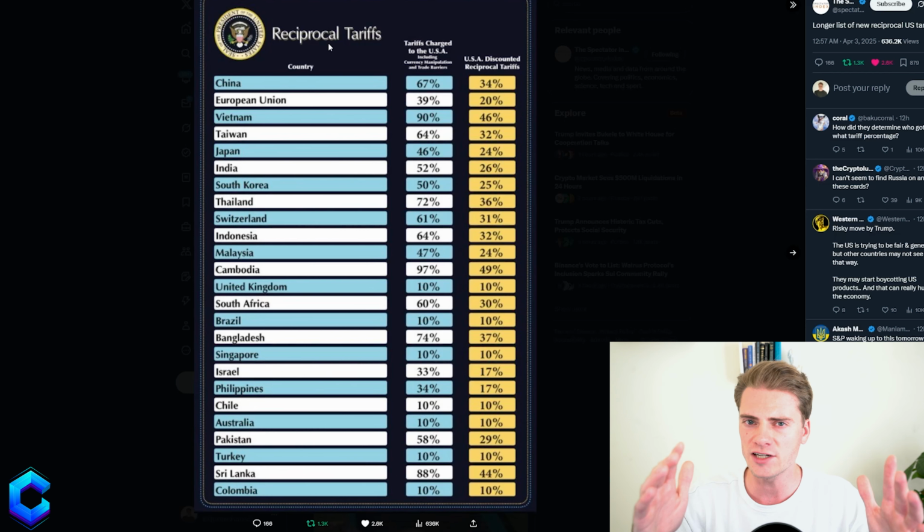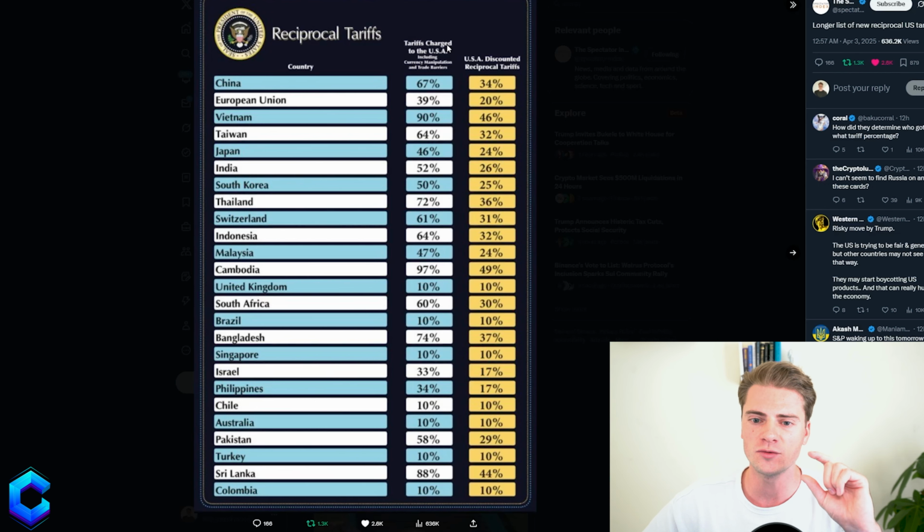For the rest, it's actually half of that. So China puts 67% of tariffs, which also includes currency manipulation and trade barriers. So the US will do half of that, putting that back on China, meaning 34%, more or less half of that. Actually, the whole list looks like this. European Union, 39% on the US, and the US will charge them 20% tariffs as well. Vietnam, 90%, the US will charge them 46%.